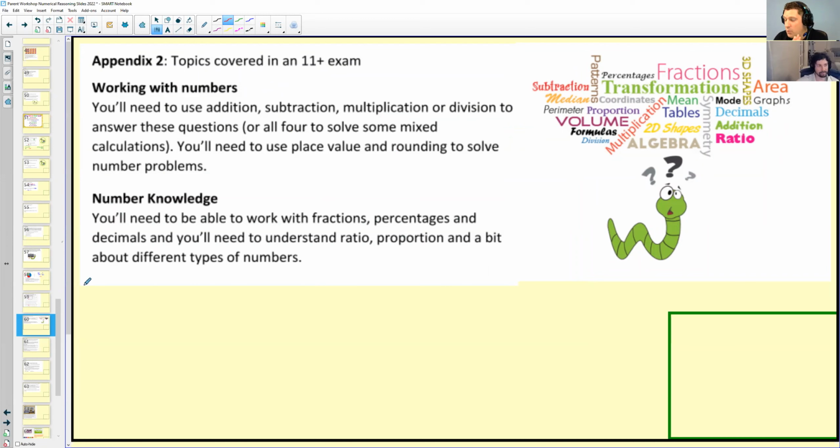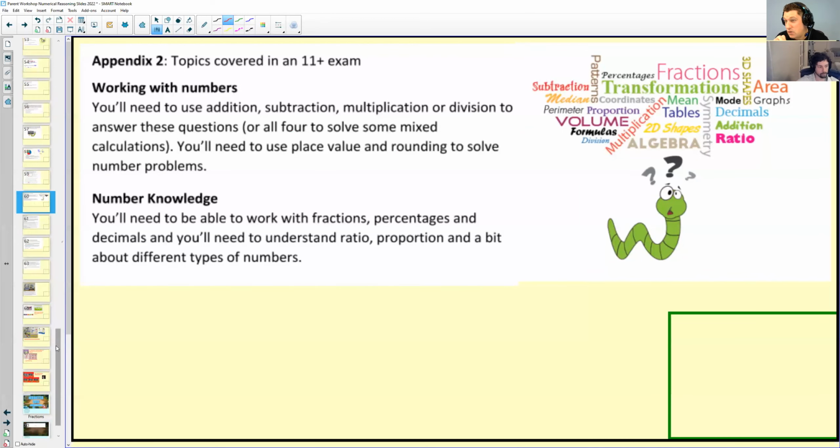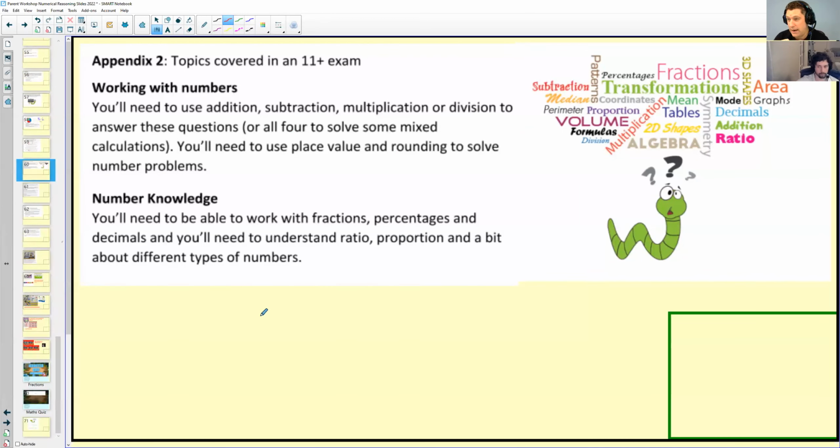Thanks, Luke. I know we very much this evening touched on the main topic areas. There are ones that we haven't really talked about, things like volume or probability, but these are areas that we would cover within our Teach It Right course. There is an appendix at the back of your booklet, and it does list down the main topic areas covered in an 11+ exam, and would certainly ensure that you do have a good look at that.